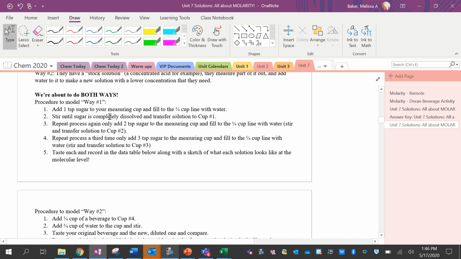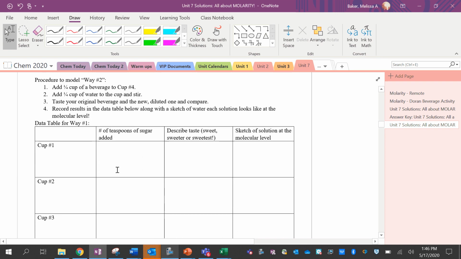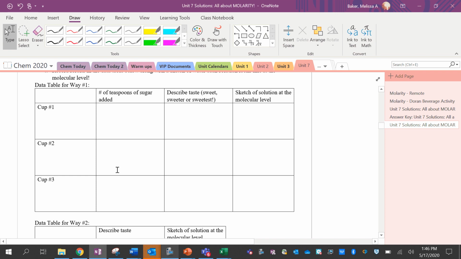Let's say you've got a measuring cup, add 1 teaspoon of sugar to it and fill to the 1/4 cup line with water. Stir it, move it into a cup. Do this again, only do 2 teaspoons of sugar in your second cup, and then do 3 teaspoons of sugar in your third cup. Okay, and then you're going to stir all of those and you're going to taste them. And we'll be drawing a little sketch. So let's do that now. Then we'll come up and look at the directions for way number 2.